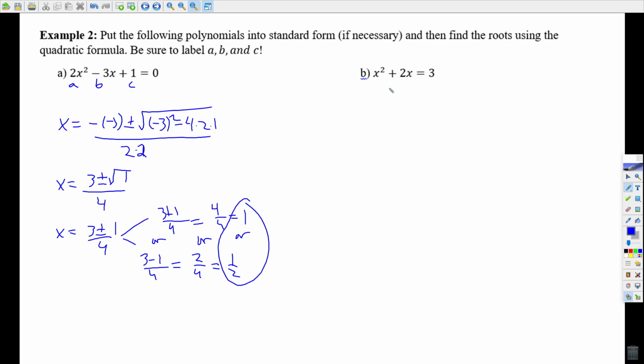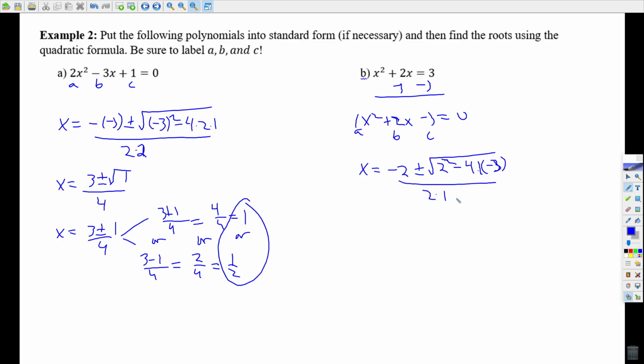Okay, now with part B, we have to move over the 3. So I'm going to subtract 3. We're kind of used to doing this, getting 0 on one side. And then we're going to label A, B, C. So A is 1, B is 2, C is -3. So we're going to do negative B plus or minus the square root of B squared, which is 2 squared, minus 4 times A, which is 1, times C. Put a little -3 in parentheses here. All over 2 times A, which is 1.